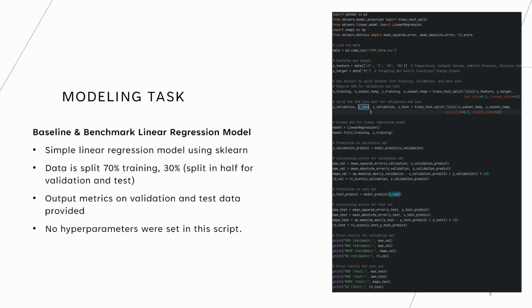For the modeling task, a simple linear regression model uses split data for training, validation, and testing. Regression metrics are captured on both the validation and test data. While a basic linear regression model may have hyperparameters, the script did not explicitly set or change them.